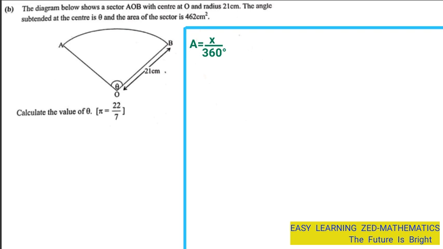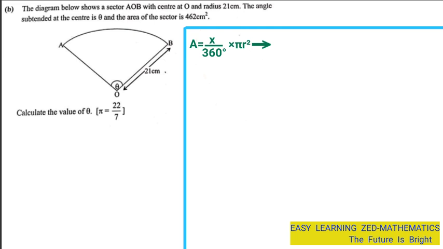Okay, now that is a fraction of the entire circle, which is the degrees given over the entire degrees of the circle, which is 360, multiplied by pi times radius squared. Okay, so what we're going to do is replace these letters and symbols by their values.